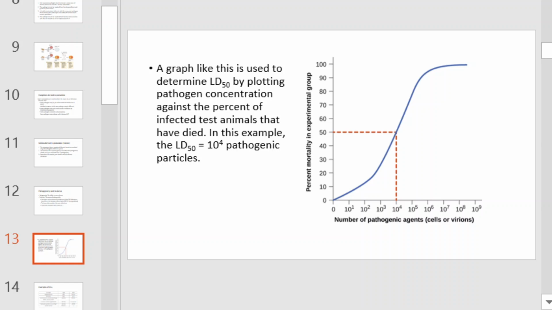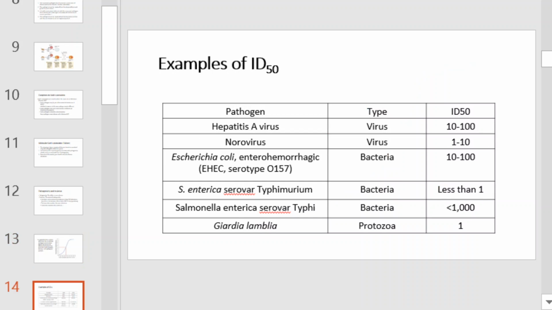A graph like this is used to determine LD50, which is lethal dose 50, by plotting pathogen concentration against the percent of infected test animals that have died. LD50 is an extension of ID50. In LD50, this is the minimum dose required to kill 50% of the population that it's tested against. Here are some examples of individual pathogens and their ID50 measurements. Remember, the lower the number, the more dangerous the organism.